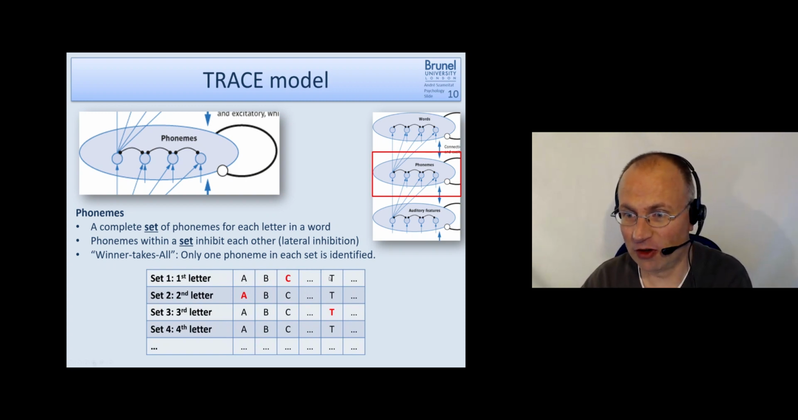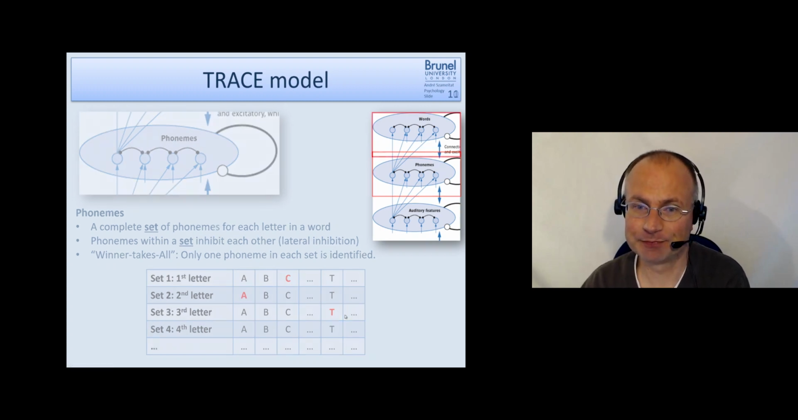So we may have all the letters here in the alphabet for the first phoneme, the second phoneme, and the third phoneme. So we would have cat here. Note that I now just use standard letters to describe that, but the model is for phonemes actually, so the word cat would be like that.